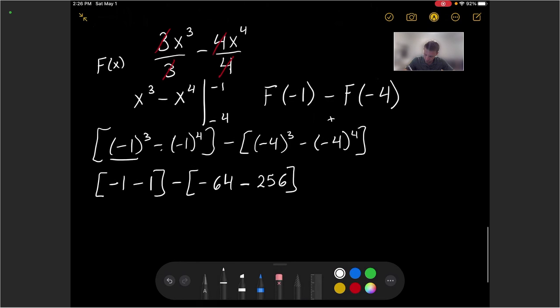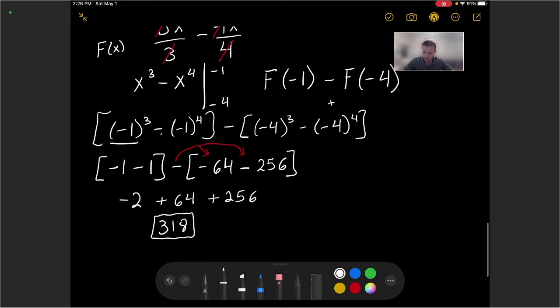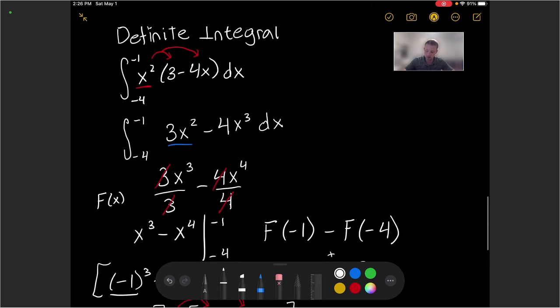We still have some negatives to work with. We have -1, -1 is -2. And then this negative sign we'll want to just distribute. We'll notice each of these following terms will become positive. So plus 64 plus 256. And if we add this all together, left to right, we will end up with 318. So there is 318 units of area accumulated underneath this original curve from -4 to -1.